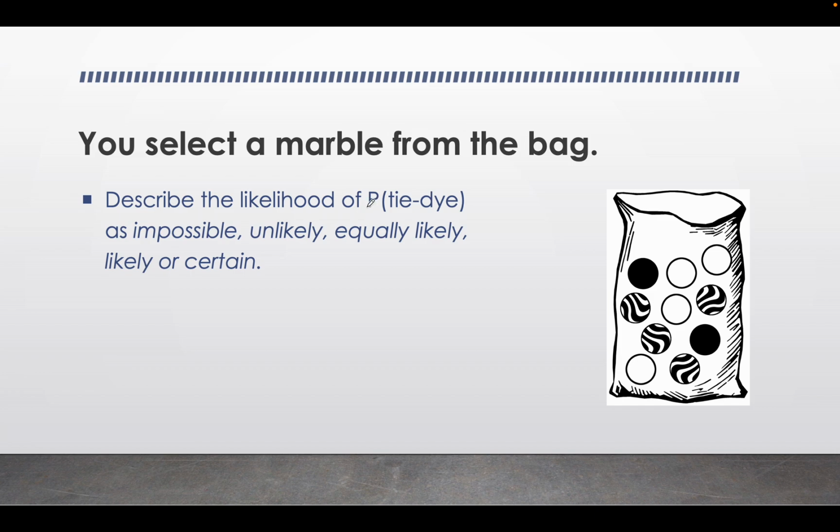Before we answer this question, as just a quick side note, recall that the way that we write probability questions often is with a capital P and then in parentheses the event that you're trying to determine the probability of occurring. Since there are 4 swirly tie-dye marbles in the bag, out of 10, that is a 40% chance of happening, which is unlikely because it's less than 50%.